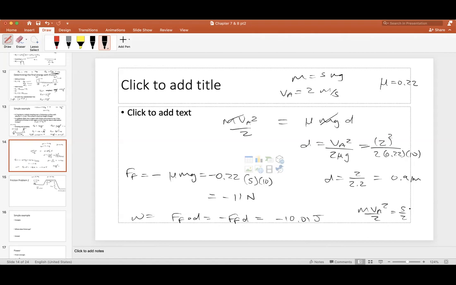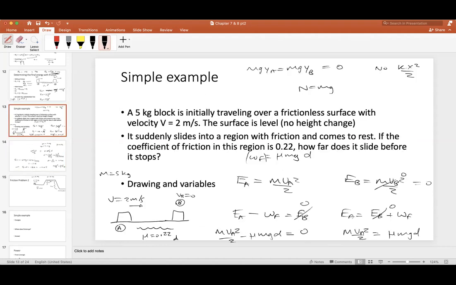This was 5 over 2 times 2 squared. This is 4 times 5 is 20 divided by 2. This is 10 joules, right? So we can see that our answers don't quite match, right? They're a little bit off from rounding, but basically we initially were traveling to the right with 10 joules of energy. It was all kinetic energy. We slid through this region of friction and came to a stop.